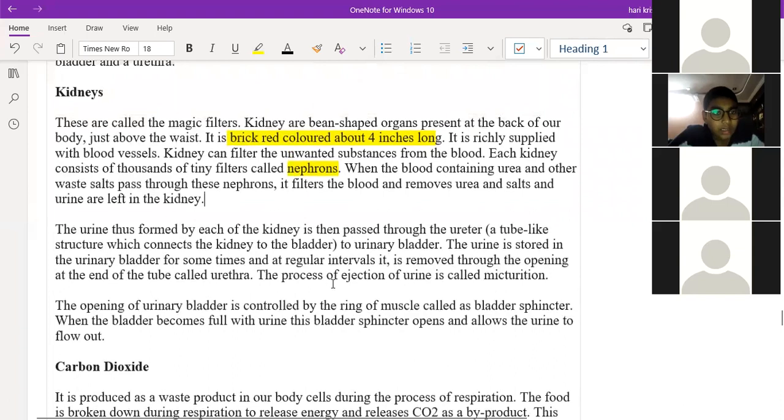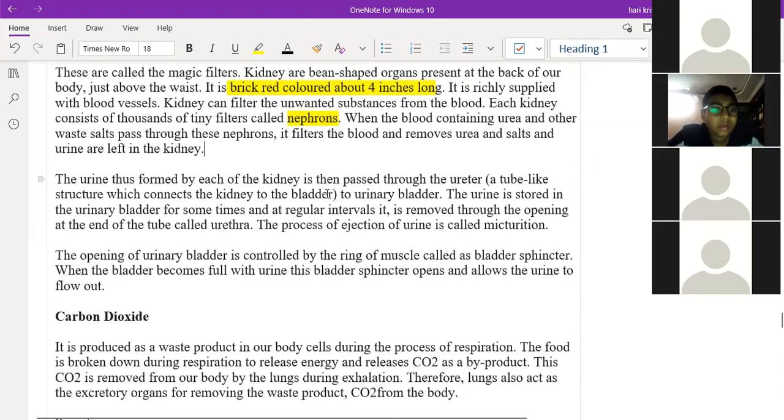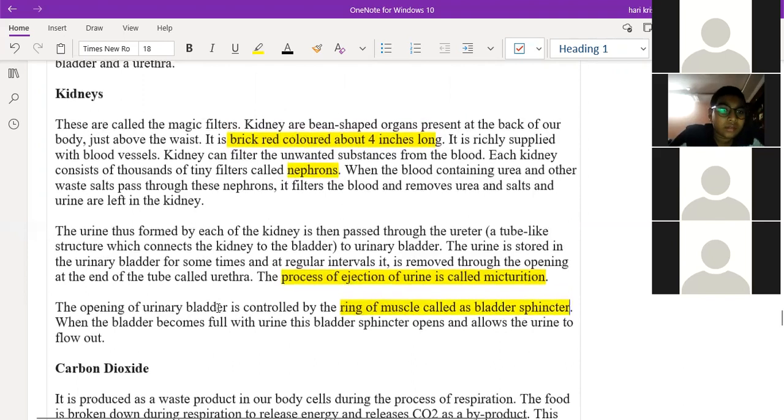So what are the important points in this? The size of the kidney, the shape of the kidney, and what are the filtering units present in the kidney? Nephrons. Okay. The next one, what is this process name? Micturition. And what is that muscle which allows the urine to pass from the bladder to the urethra? Bladder sphincter. Okay. So these are the important points in the kidneys. Any doubts in this?